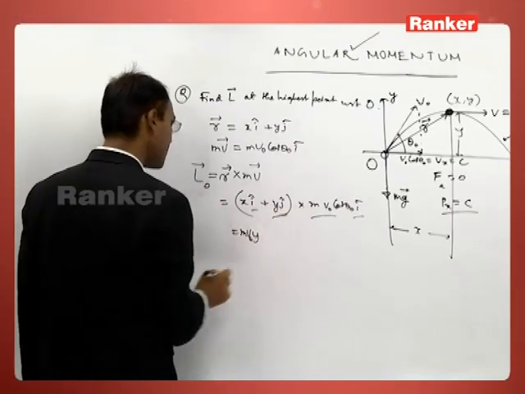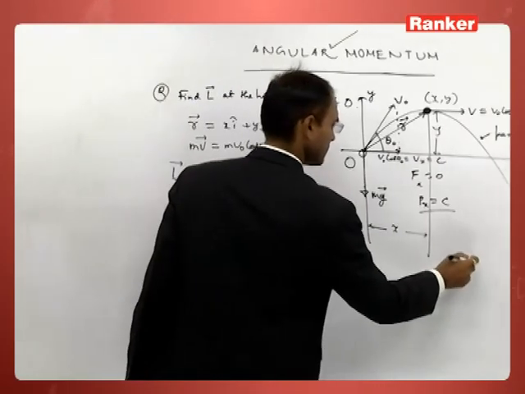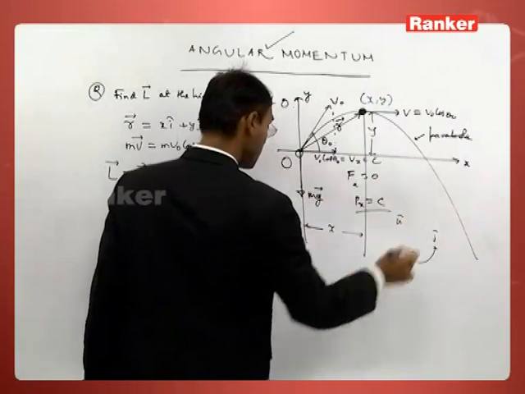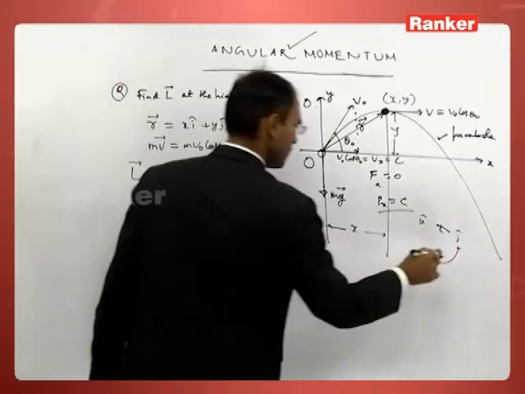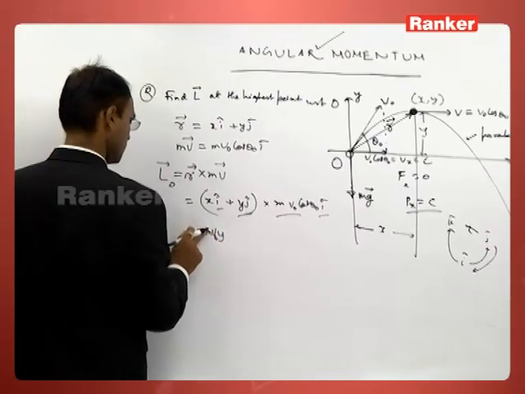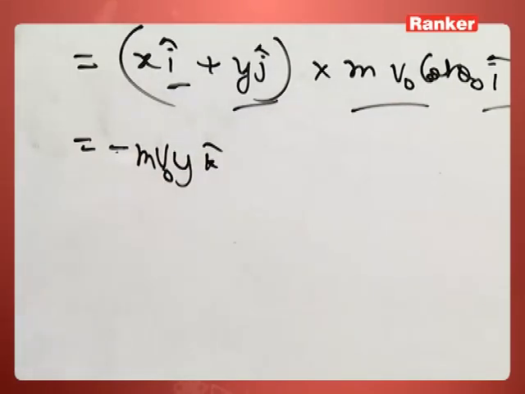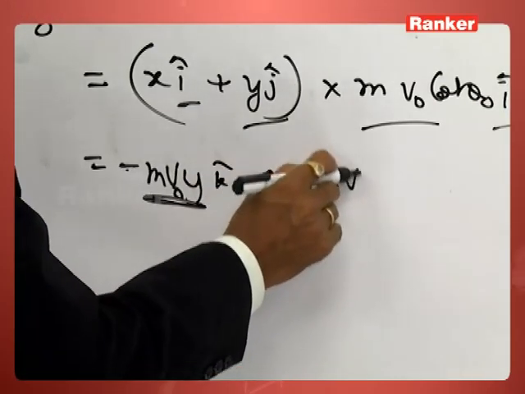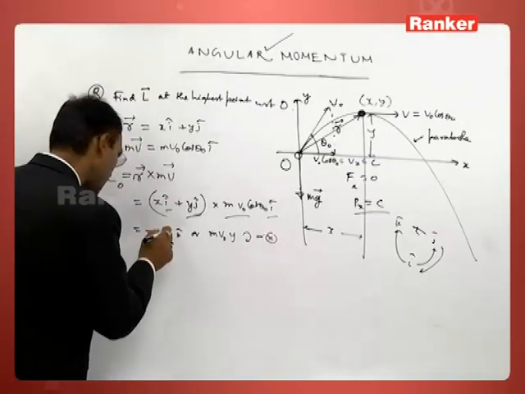And we are left with the second term, that is mv naught cos theta naught y, j cap cross i cap. i cap cross j cap is equal to k cap, but we have j cap cross i cap, which is equal to minus k cap. So minus mv naught cos theta naught y k cap. This is the magnitude and minus k cap is the direction, or you can write it in clockwise direction or inward direction.